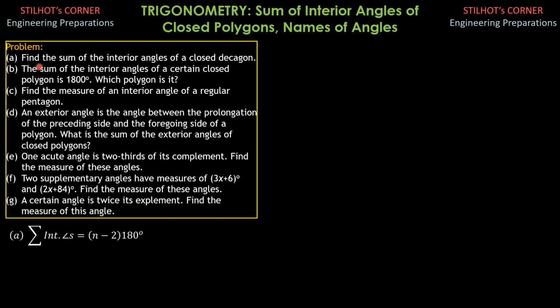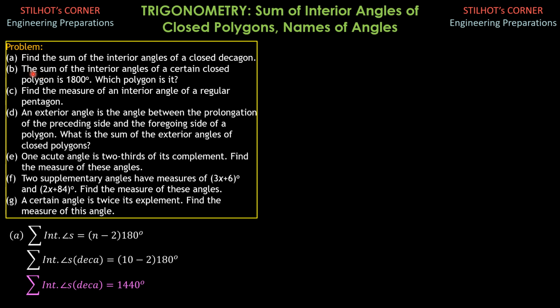So for part A, since it is a decagon, then we just substitute n is 10. So summation of interior angles of a decagon is equal to quantity 10 minus 2 times 180 degrees. So that is 8 times 180 degrees. So summation of interior angles of a decagon therefore is 1440 degrees. So that's it for problem A.